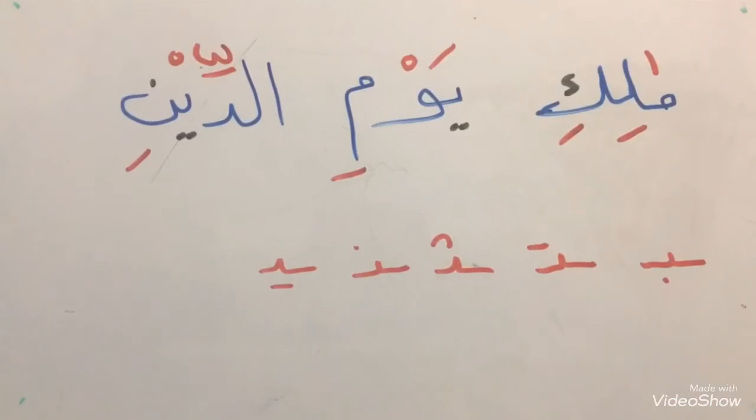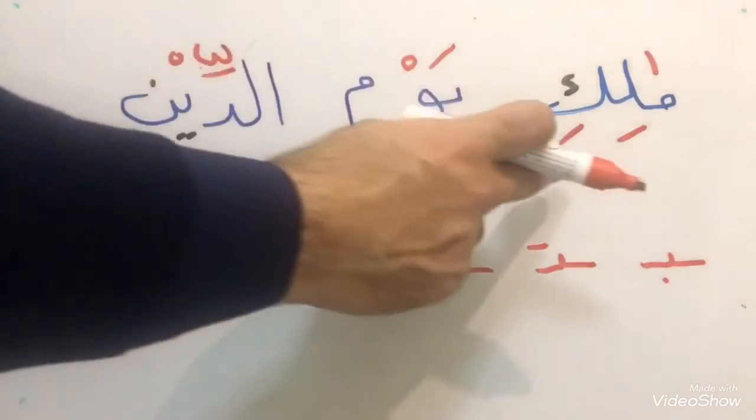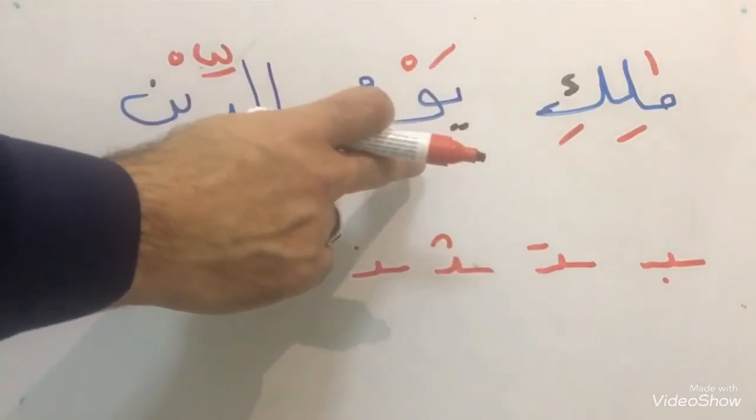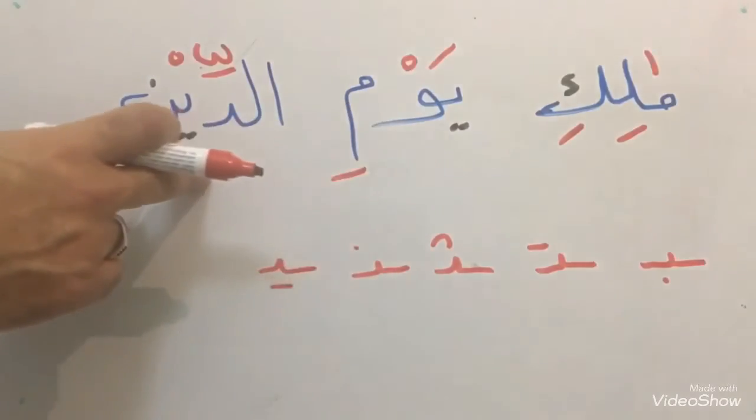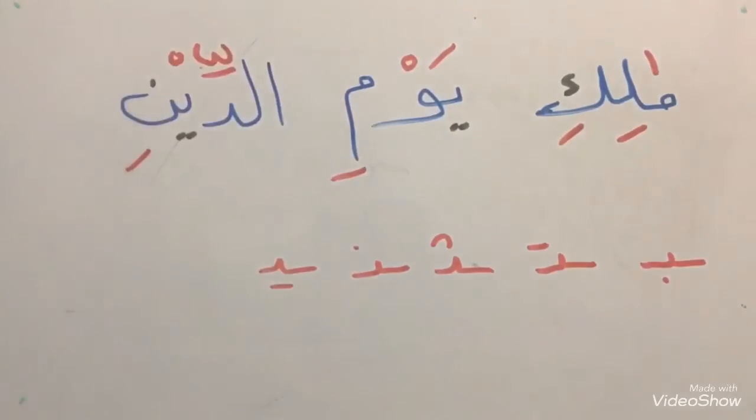This is how we pronounce and read this ayah in Quran. Maliki Yawmiddin. Malik means owner. Yawmiddin is the day of religion. It refers to the day of judgment.